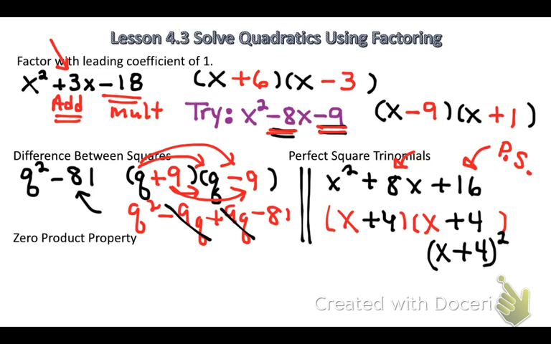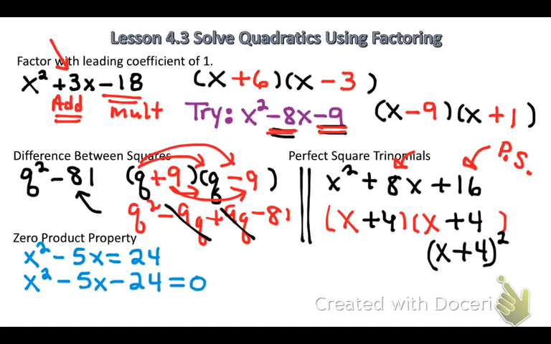The final component of this lesson is using the zero product property to solve quadratic equations. So if you were given something like x squared minus 5x equals 24, the first thing you need to do is collect all your terms on one side. So if I subtract 24 from both sides, I would end up with x squared minus 5x minus 24 equals 0. Secondly, we're going to factor.